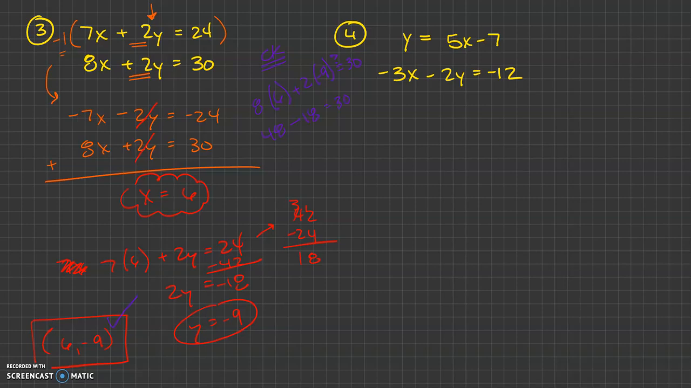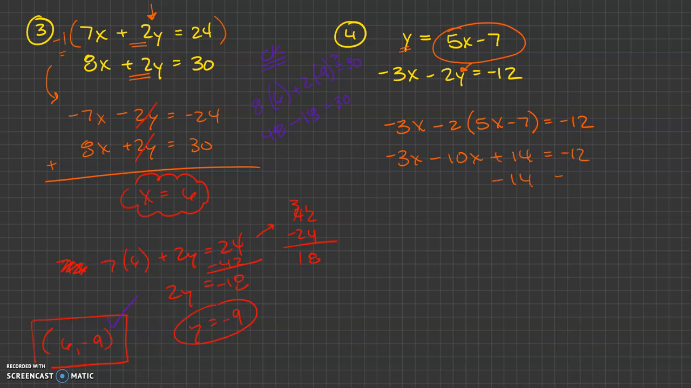All right, let's move on to the second one. Again, pause it and work it. First, I see this in the form of y equals something, and that screams substitution. I'm going to sub 5x minus 7 in for y. So here's my first equation that I'm able to solve: negative 3x minus 2 times open parentheses 5x minus 7 equals negative 12. Let's distribute: negative 3x minus 10x plus 14 equals negative 12.